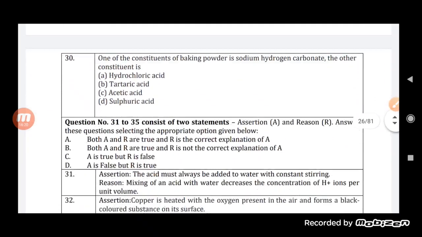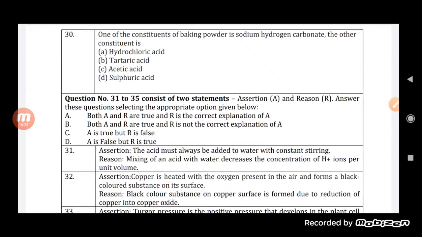One of the constituents of baking powder is sodium hydrogen carbonate. So the other constituent is, now you see here students, that baking soda we can prepare in the laboratory, and we use the baking powder in making cake. So what is the use? It helps in removing the bitter taste, which is because of the presence of baking soda. And yes, this will also make the cake very fluffy. Okay, so it will make the cake edible.